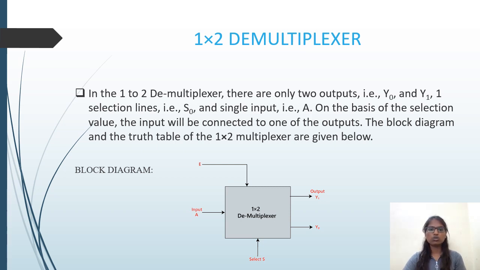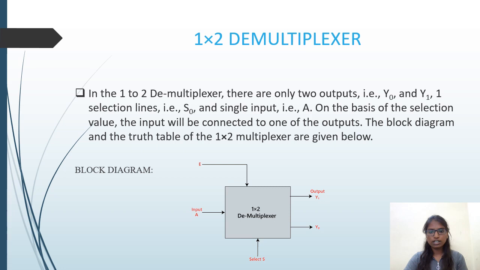In the 1:2 demultiplexer, there are only two outputs. We have given it as Y0 and Y1. One selection line, that is S0, and a single input, that is A. On the basis of the selection value, the input will be connected to one of the outputs. The block diagram and the truth table of 1:2 demultiplexer are given below.